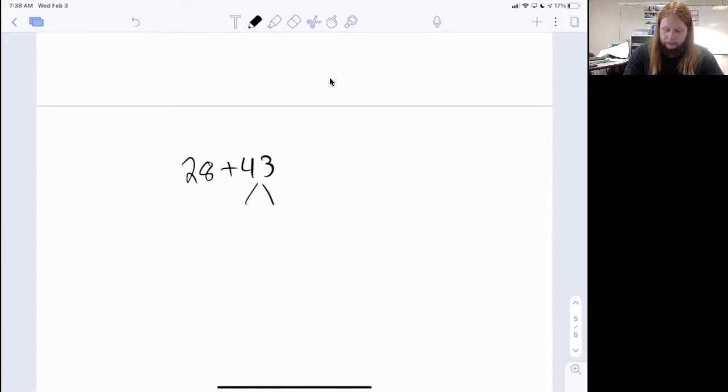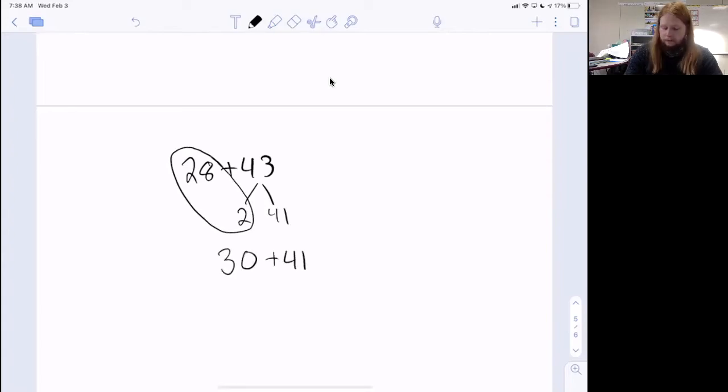Well, it's 2. So what I'm going to do is have a 2 and a 41. So 2 and 41 make 43. But what's kind of cool is I can combine this 2 and this 28 together. And that gives me 30. So now I have 30 plus 41.